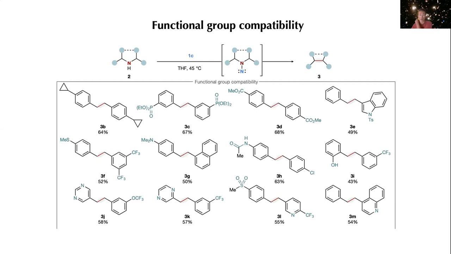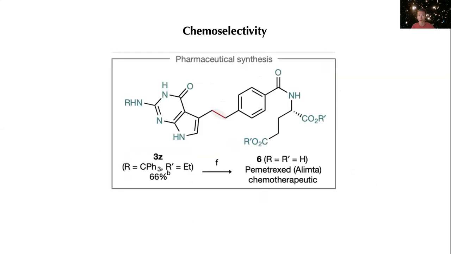Also, it shows that this reaction is pretty chemoselective, which means that it's only going to affect a certain part of the molecule. And this is that chemotherapeutic pemetrexed that I showed an image of earlier. Note all the nitrogens in the functional groups that aren't affected. This whole thing was put together by essentially building this half and building this half, putting it together with a nitrogen in the middle and deleting the nitrogen.